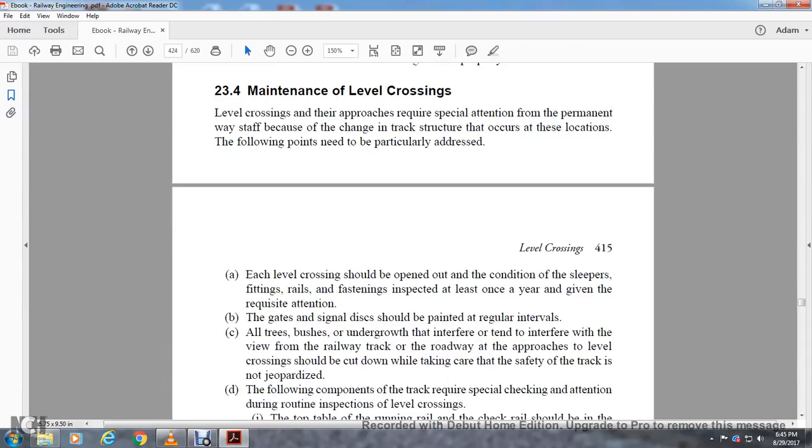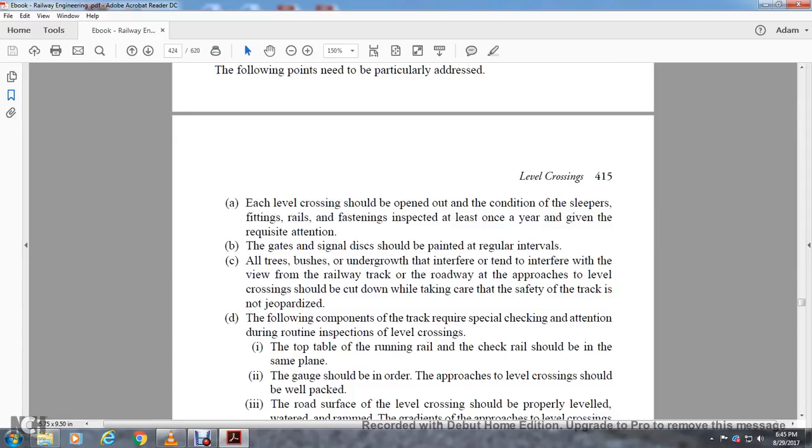Trees, brush and undergrowth that tend to interfere with the view of the railway track on the roadway approach to the level crossing should be cut down, taking care that the safety of the track is not jeopardized. The following components of the track will require special checking and attention during the routine inspection of the level crossing. Top table of running rail. The check rail should be in the same plane. Gauges should be in order. The approach to the level crossing should be well packed.